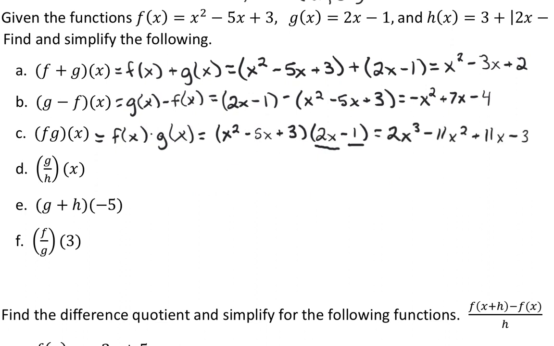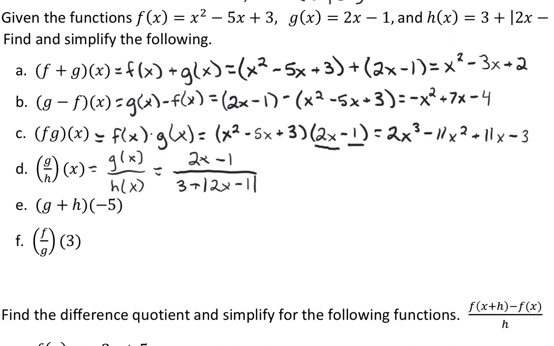Okay, next we have g over h of x, and again, you'll see a pattern. I'm just going to keep rewriting these. With these problems, it's really helpful to just see an equivalent way that you can write it, just to make that notation easier. So here, we're just going to right away plug in our functions, 2x minus 1 over 3 plus absolute value of 2x minus 1. And don't try to simplify this because there's no way to.